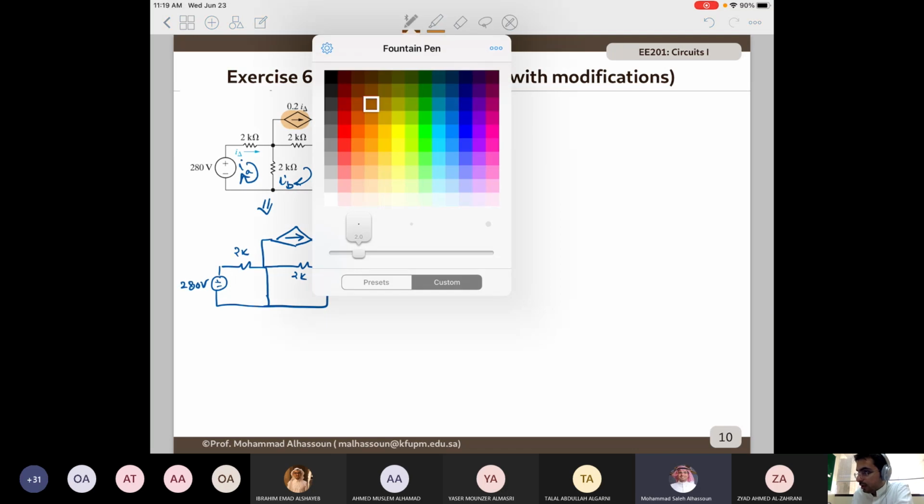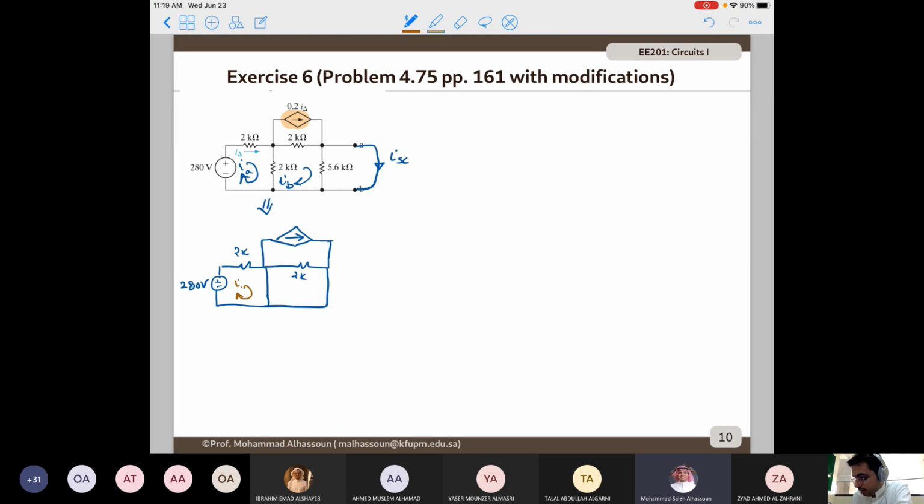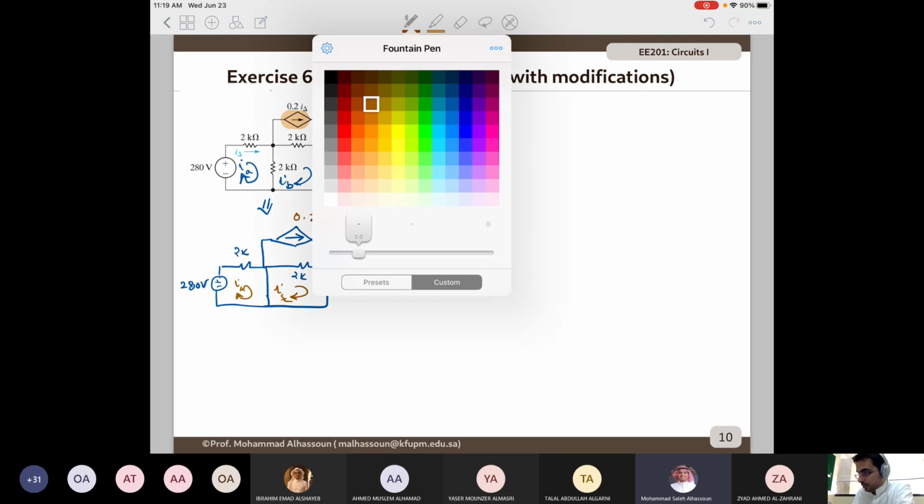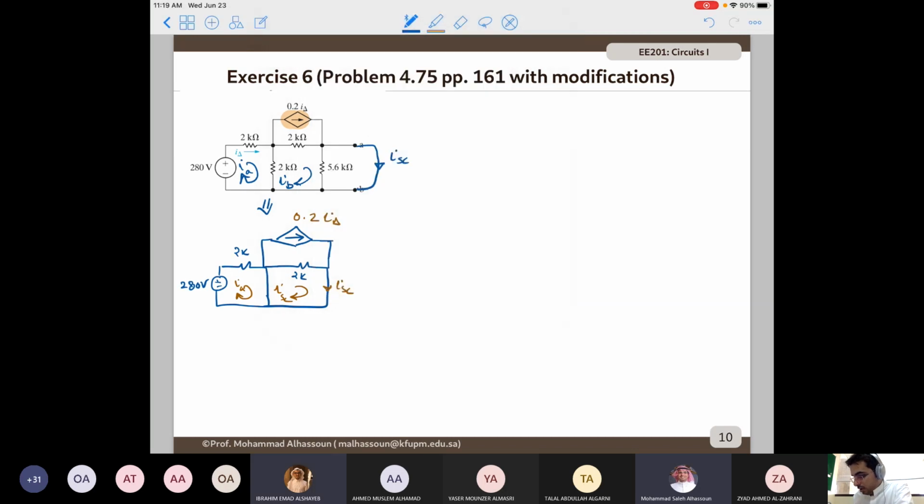So this one will be IA. This is I short circuit. And we know this one. This one is 0.2 I delta, and I delta is actually IA in this case. Doctor, I think we have missed a resistor of 2 kilo ohm. Okay.